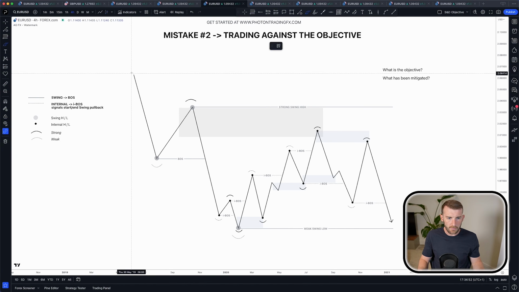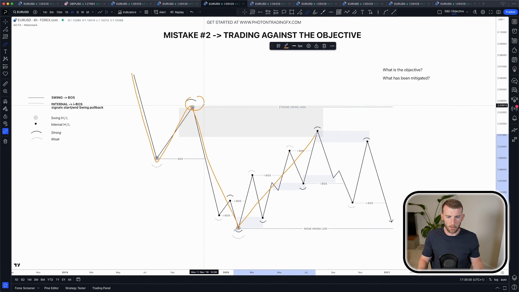So imagine the overall larger swing trend is bearish, right? This strong swing high took out the low. So now what do we expect? We expect that swing pullback to occur, but we expect the strong swing high to hold, and then we expect that bearish swing trend to continue and to target that weak low.